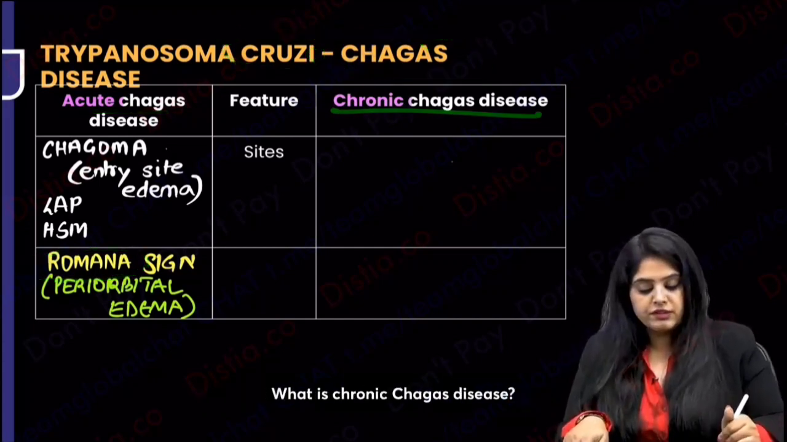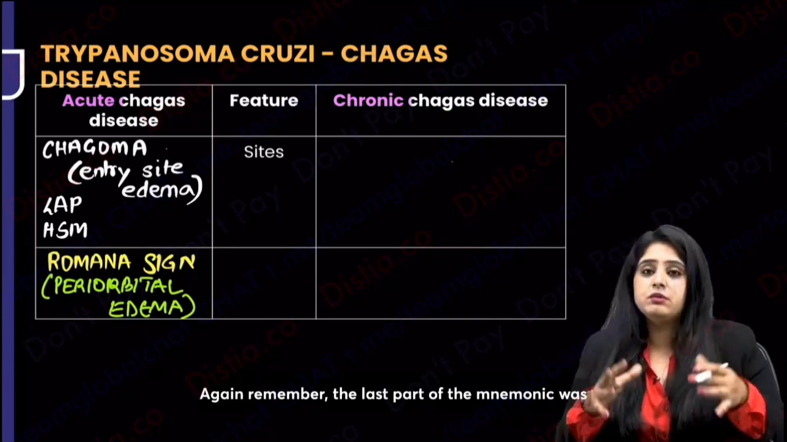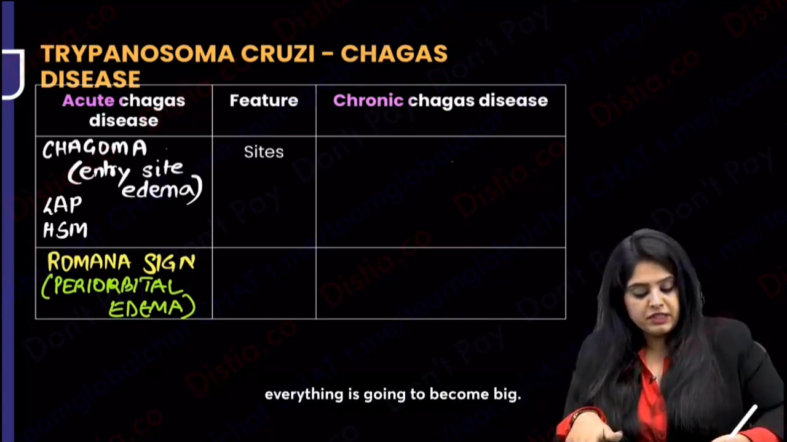What is chronic Chagas disease? Again, remember the last part of the mnemonic was bade log badi baatein, which means everything is going to become big.